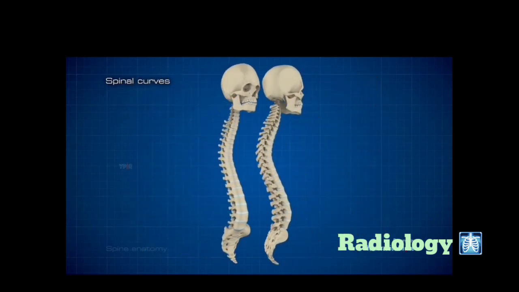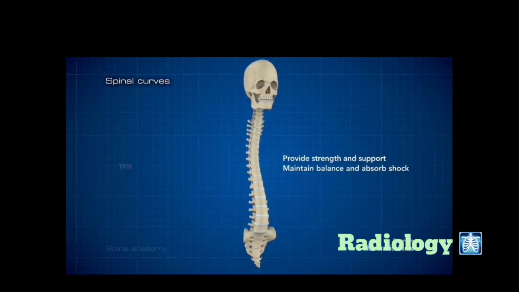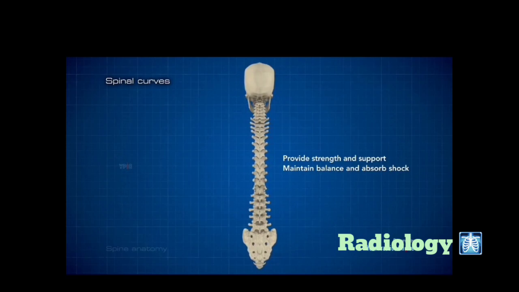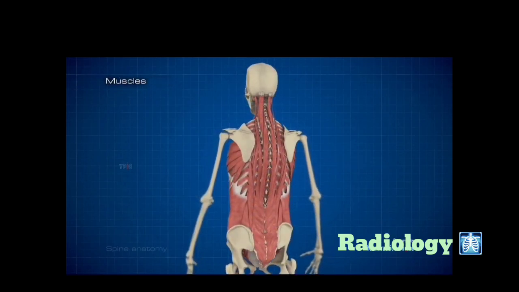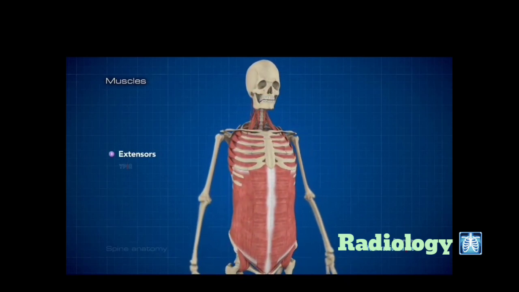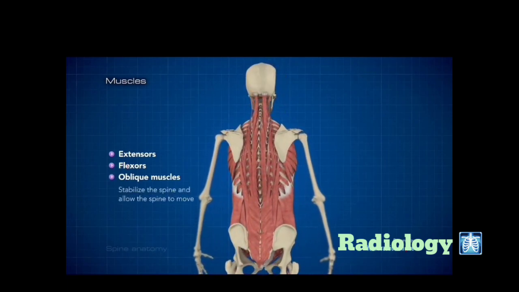Spinal curves. The side view of an adult spine resembles a natural S-shaped curve. The curves provide strength and support to the spine, maintain balance and absorb shock. Any abnormality in the spinal alignment is called a spinal deformity. Muscles. The most important spinal muscles include the extensors, flexors and oblique muscles, which work to stabilize the spine and allow the spine to move.